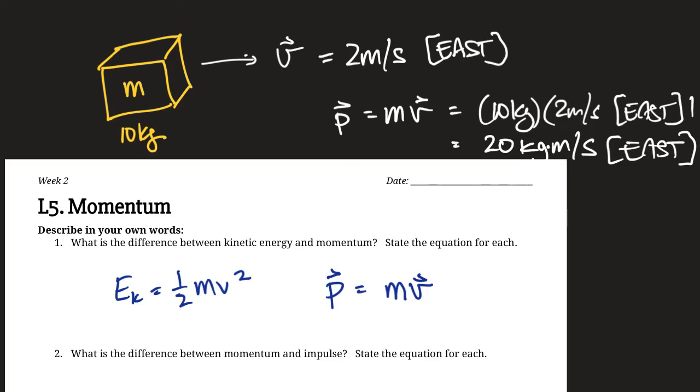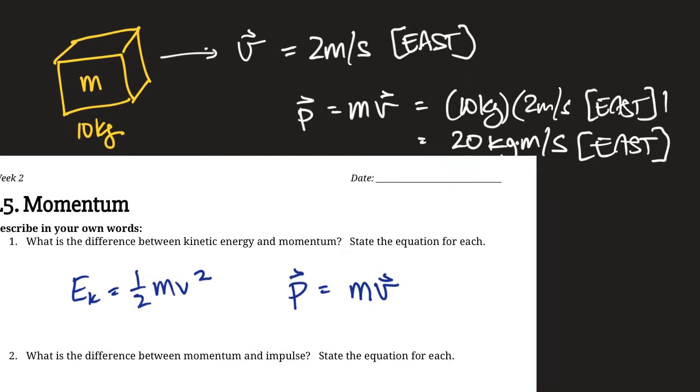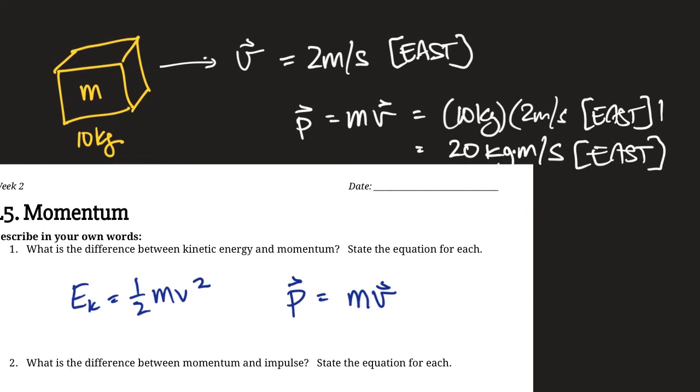Let me just put a little dot in between the kilogram and the meters per second. So the units for momentum would be kilograms times meters per second, or we just call it kilogram meters per second. Okay? So it should be clear here that if an object is heavier, it will have more momentum, and if it's moving faster, it will also have more momentum.